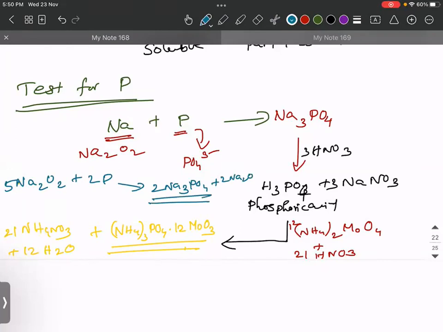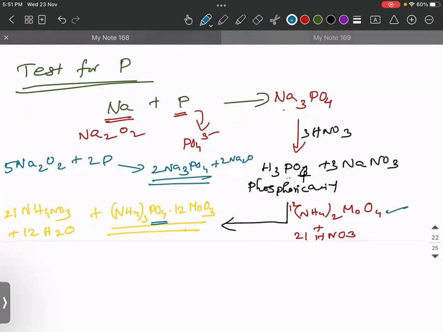This Na3PO4, you again put HNO3 and ammonium molybdate. The HNO3 converts sodium phosphate into phosphoric acid. This phosphoric acid reacts with ammonium molybdate and gives ammonium phosphomolybdate, which gives the yellow color. The ammonium molybdate solution is colorless. If phosphate is present, the phosphate is added between the ammonium and molybdate, so the ammonium phosphomolybdate forms, which is yellow in color.